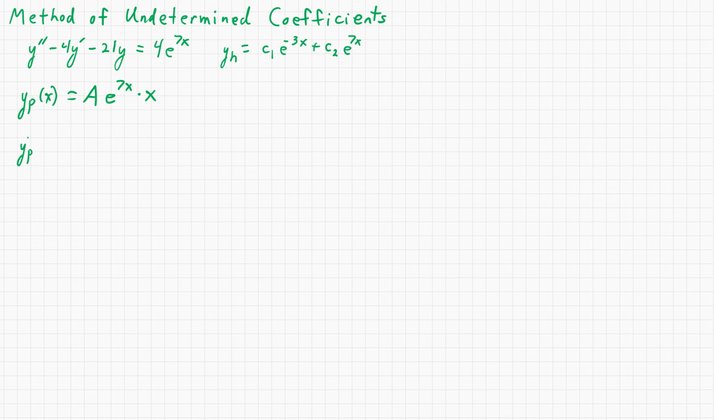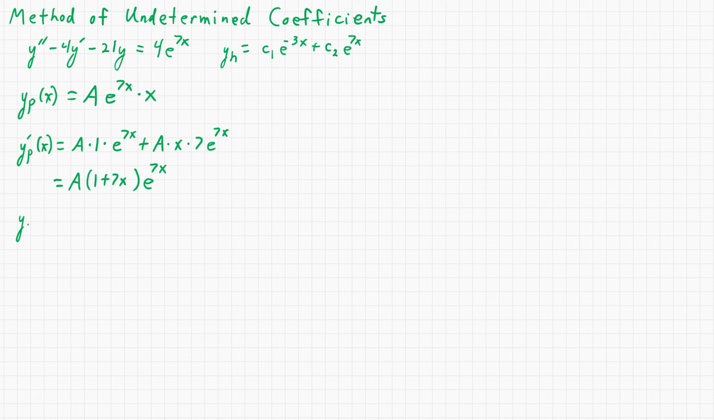Now if we keep going, we get y particular prime of x. Well, that's going to be a, let's do the x one first. So a times 1 times e to the 7x. So that's one half of the product rule. And we also have a times x times 7 e to the 7x from the other half of the product rule. And it's always nice to simplify these before you keep going. So let's go ahead and group terms. Everything has an a in it. There's a constant and there's an x term, and then everything has an e to the 7x in it. And so we have a times 1 times e to the 7x, so there's a 1 here. And here we have a times 7x times e to the 7x, so there's a plus 7x.